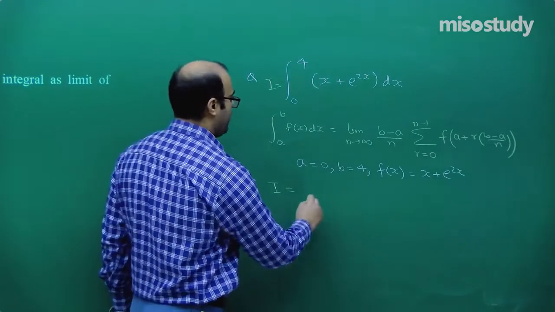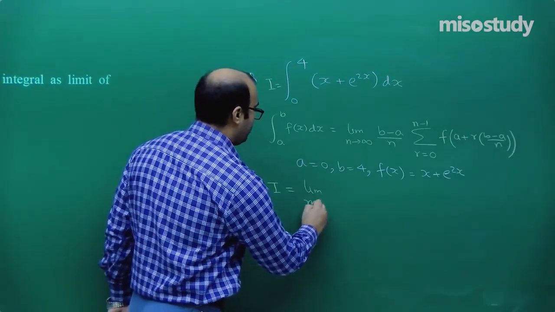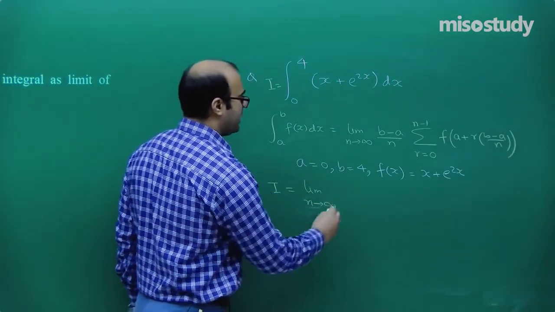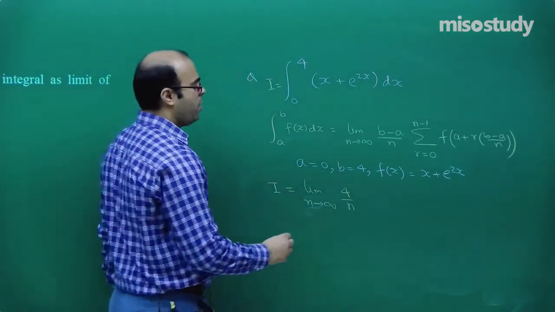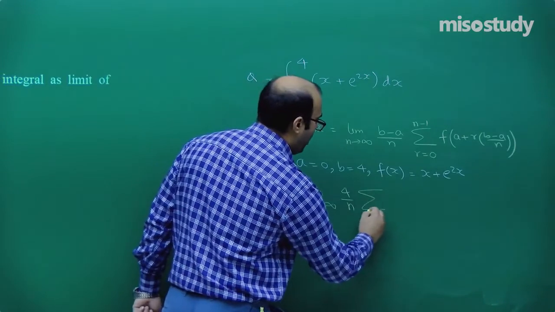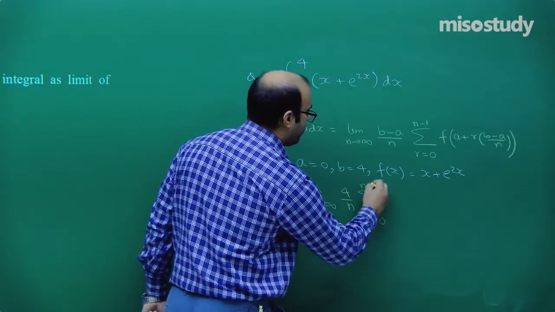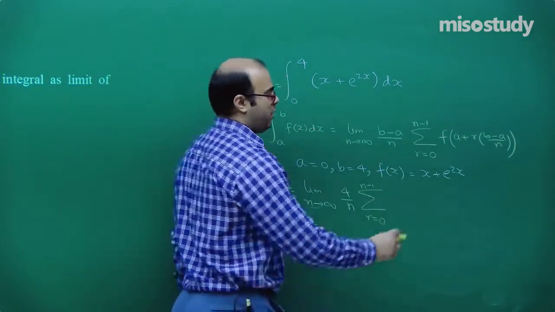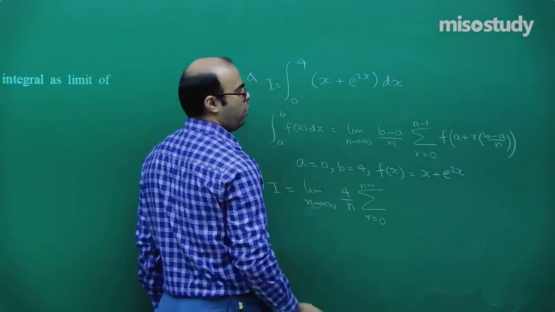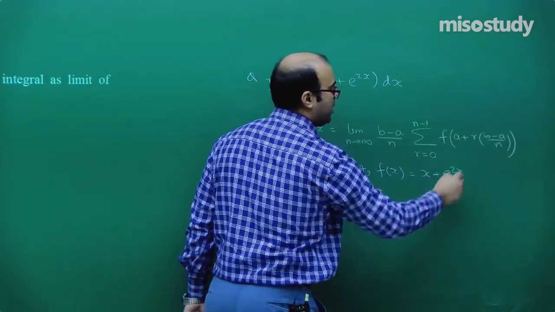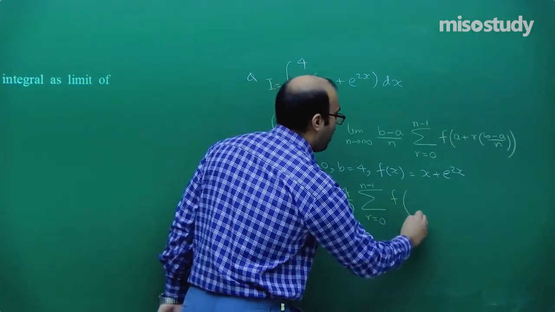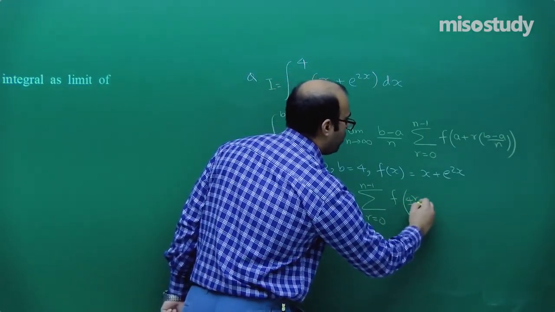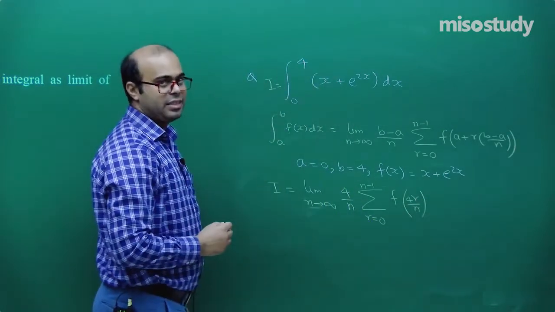So we can write limit n tending towards infinity, (b minus a) by n will become 4 by n because a is 0, and summation of r equal to 0 to n minus 1, f of (a plus r(b minus a) by n), where a will become 0. So f of r times (b minus a) by n, b minus a again 4 by n. So we can say f of r into 4 by n. We can write it like this.